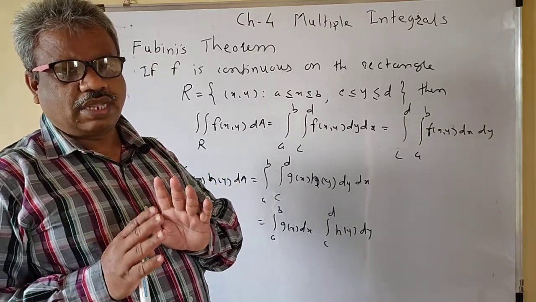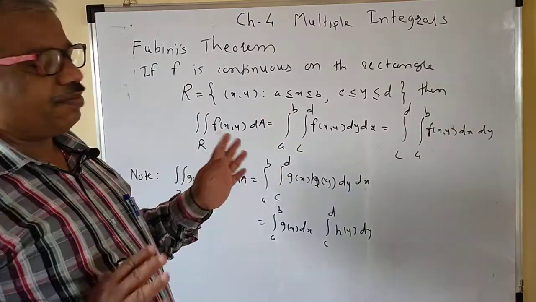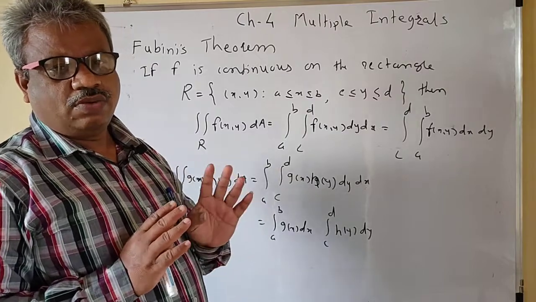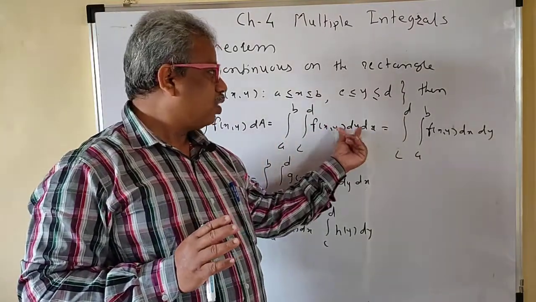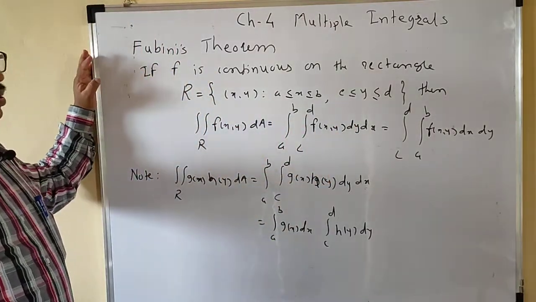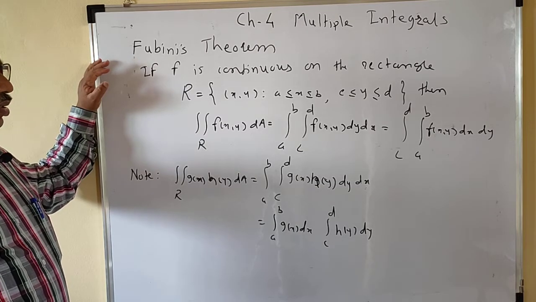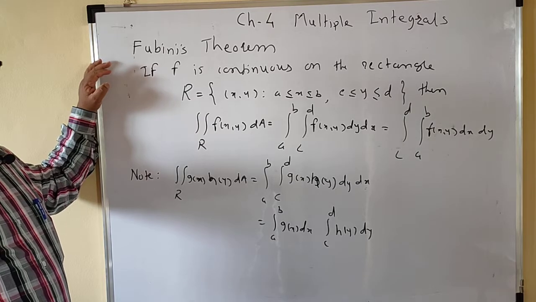That we have seen in the 11th standard and 12th standard. The same formula you are using here, and we have to take care of the variable, so the order of integration. Here there is Fubini's theorem. This statement is very important, and we use it to evaluate double integration or triple integration.